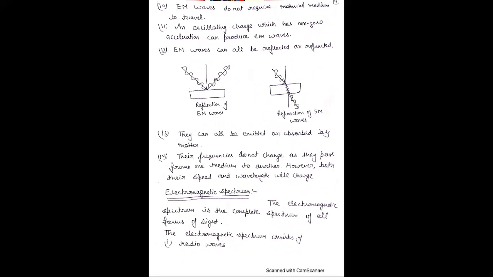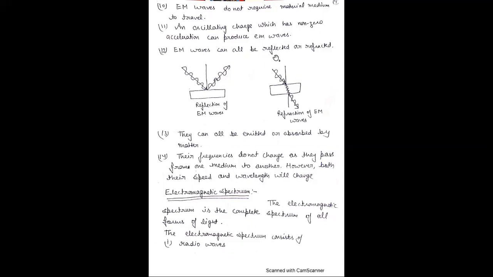Next, an oscillating charge which has non-zero acceleration can produce an electromagnetic wave, because the charge produces an electric field and this moving charge produces a magnetic field. If there is an electric field and magnetic field, then there is an EM wave.